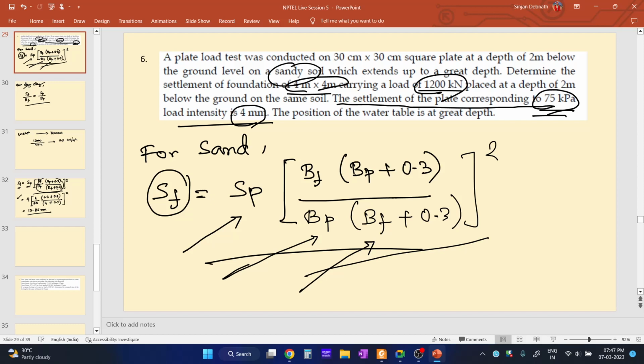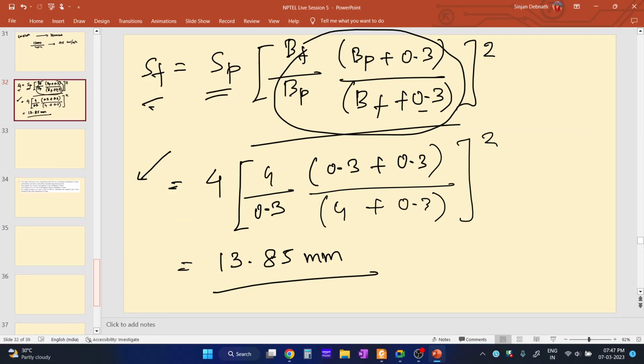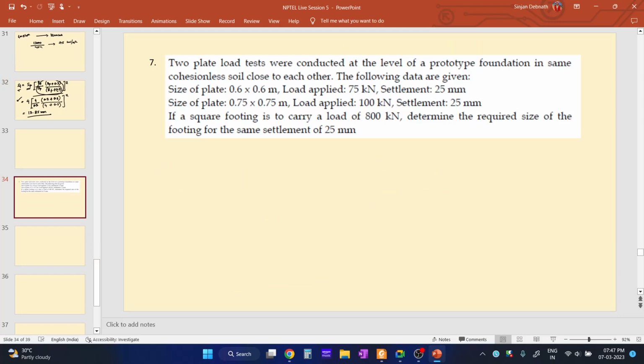meter by 4 meter footing 1200 kilonewton load was acting. So 1200 kilonewton means 1200 by 4 into 4, that means 75 kPa. So the stress, the pressure is same in both the cases. Okay, so in this way we have found out the foundation settlement by using plate load test. So now let us proceed to the next question.